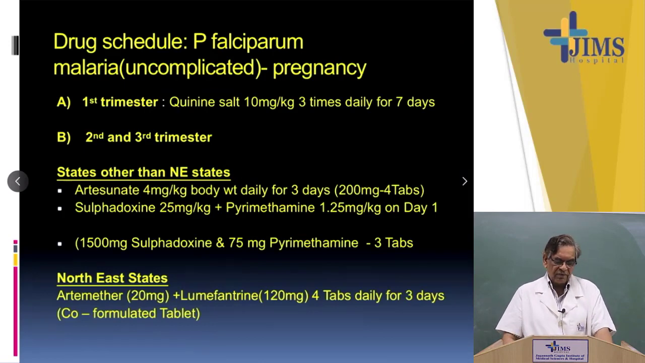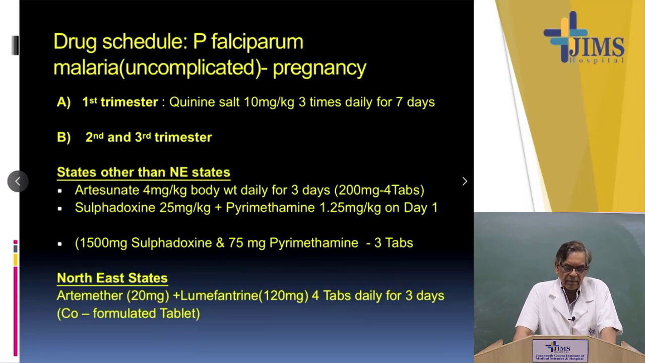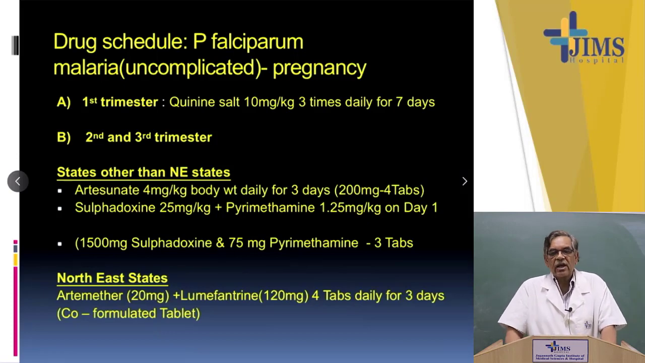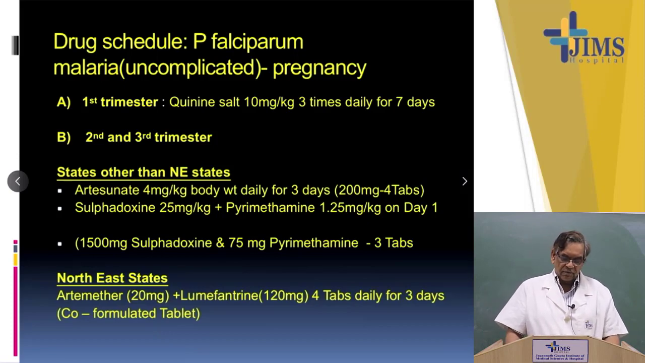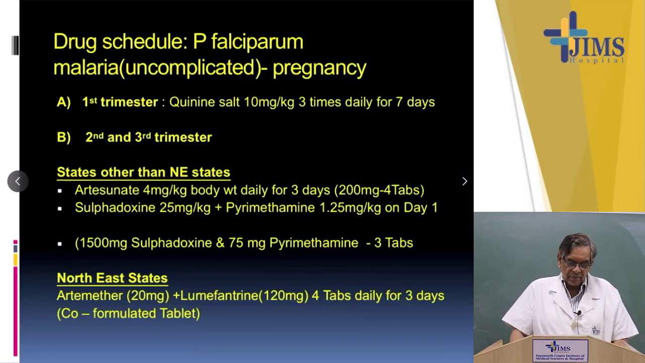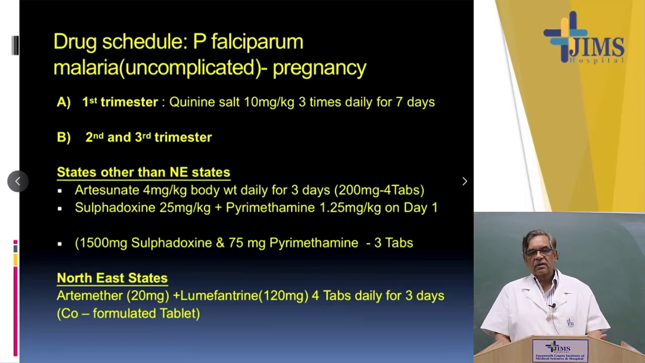Now, drug schedule for P. falciparum malaria uncomplicated in pregnancy. In the first trimester, we will give quinine, 10 mg per kg body weight, 3 times daily for 7 days. And in the second and third trimester, we will give ACT.